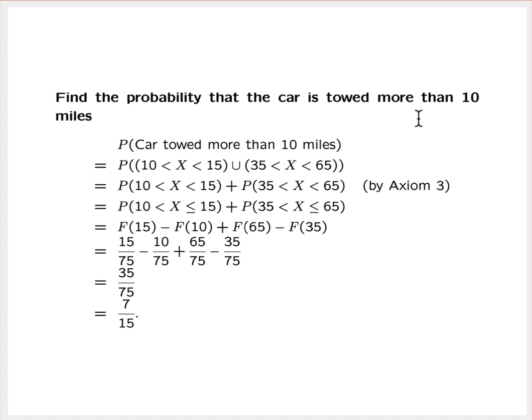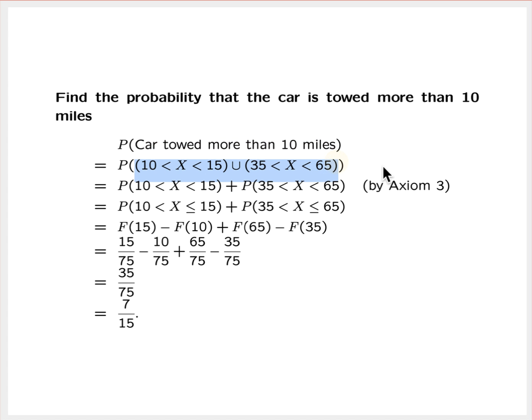So let's look at the first question. Find the probability that the car is towed more than 10 miles. So if the car breaks down, what is the probability that the car is towed more than 10 miles? The event that the car is towed more than 10 miles can be decomposed into the union of two events.